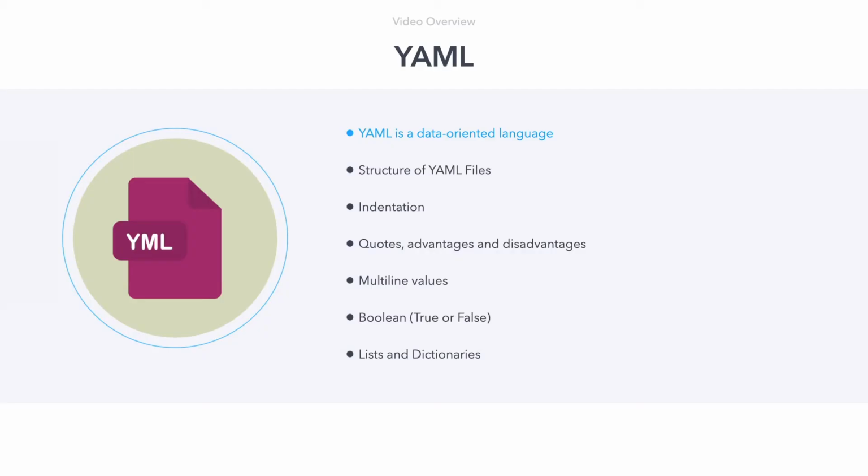YAML is a data-oriented language. We're going to take a look at the structure of YAML files. We'll see how indentation works with YAML and the rules that apply. We'll try out different ways of using quotes and the advantages and disadvantages to each. We're going to take a look at multi-line values and how YAML accommodates the different options. We'll look at how true or false can be represented in YAML. Finally, we're going to be looking at lists and dictionaries.